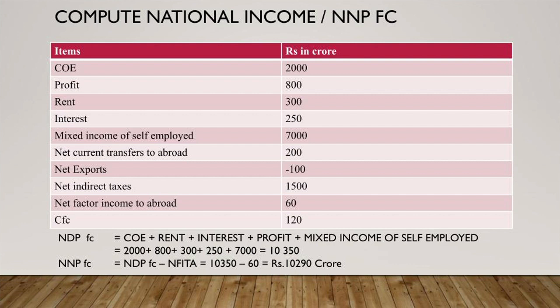However, here in the question, instead of net factor income from abroad, net factor income to abroad is given. Then you have to apply the reverse operation, that is, instead of addition, you have to subtract it from the domestic income. So NNPFC is equal to NDPFC minus net factor income to abroad, and national income is rupees 10,290 crores.